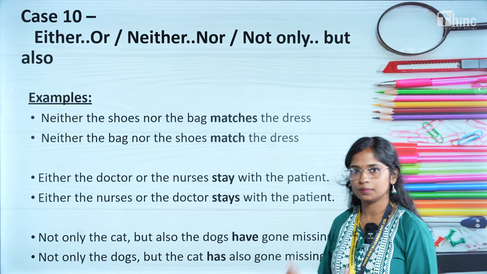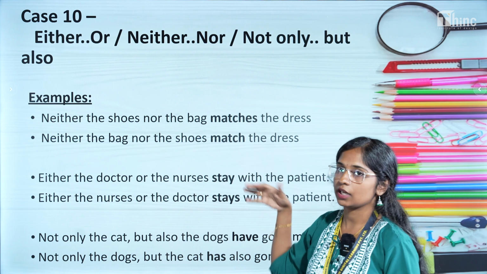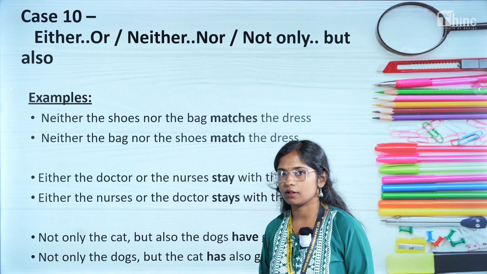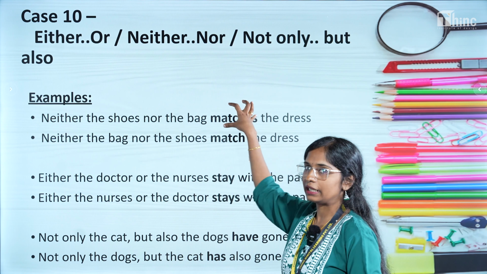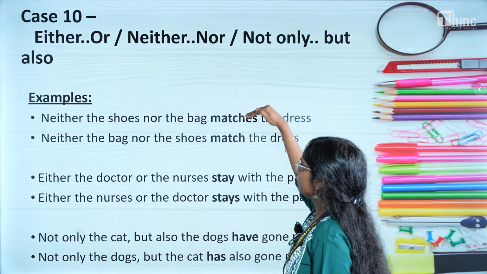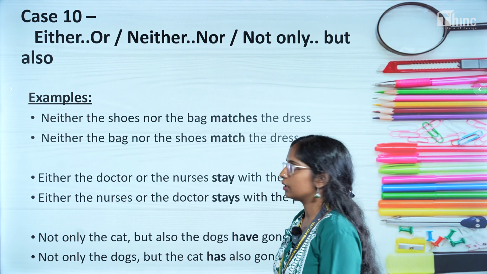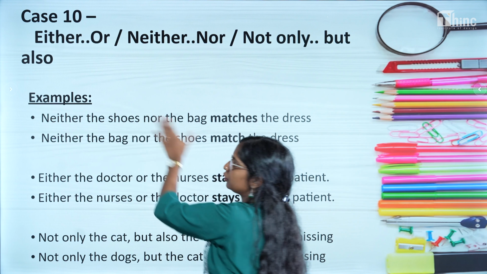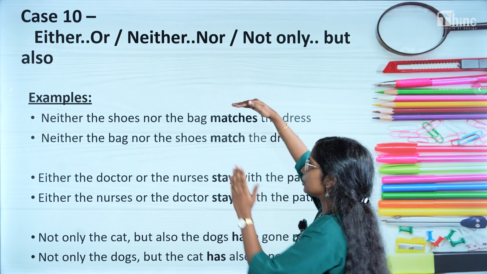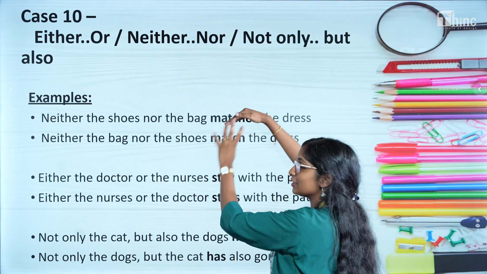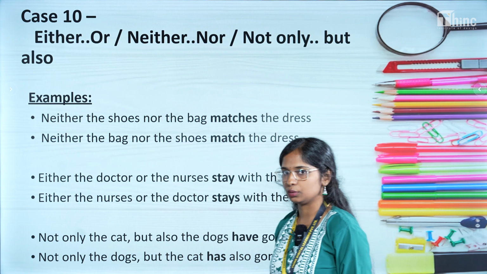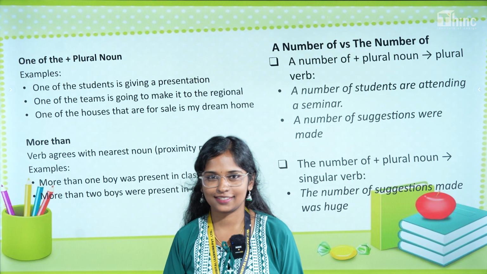Has gone missing. So, for these conjunction pairs, either or, neither nor, not only but also, the verb agrees with the subject which is near to it. We have to look at the verb which is here. In this sentence, we have two subjects, shoes, bag. We have to look at the noun which is near to the verb. This is the proximity rule. Let us look at the next case.